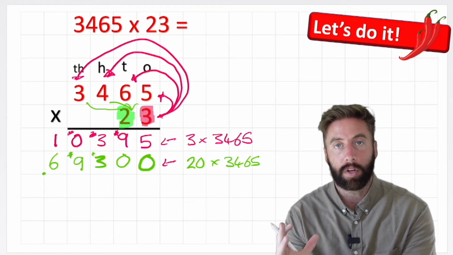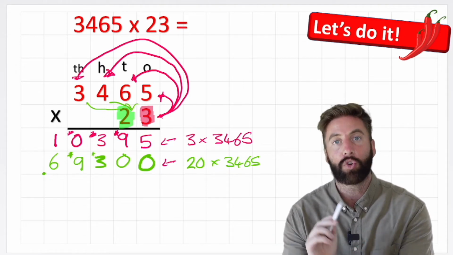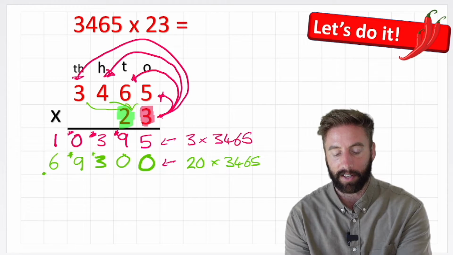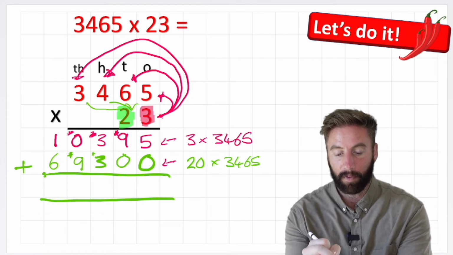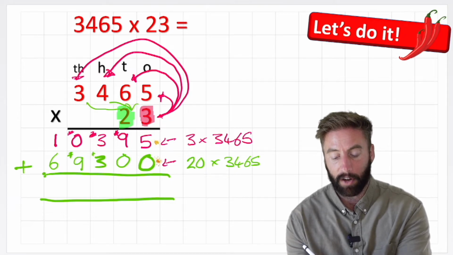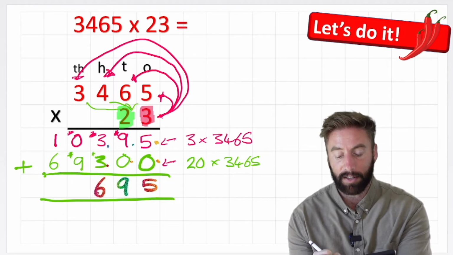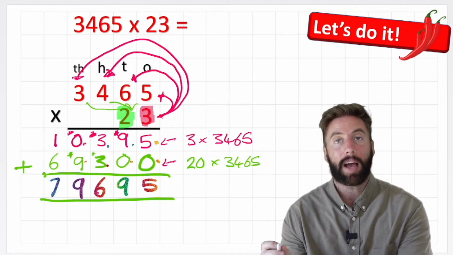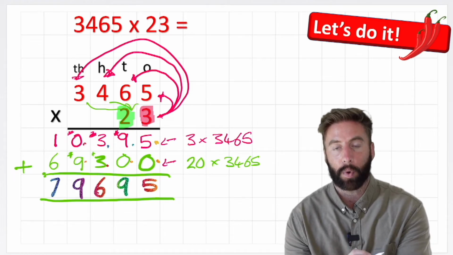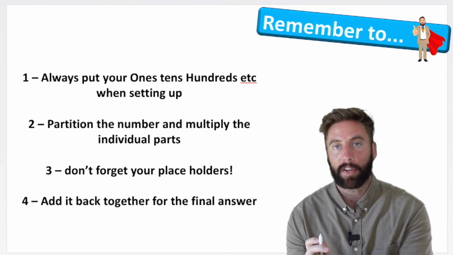Now I've answered my 2 individual lines, I've answered all my partition sections, now I need to smash it back together to get my final answer. So I can put my equals line, put an add sign, and here I go. 5 plus 0 is 5, 9 plus 0 is 9, 3 plus 3 is 6, 0 plus 9 is 9, 1 and 6 is 7. So there we have it, 3,465 times 23 is 79,695.